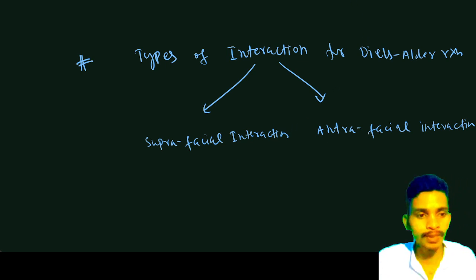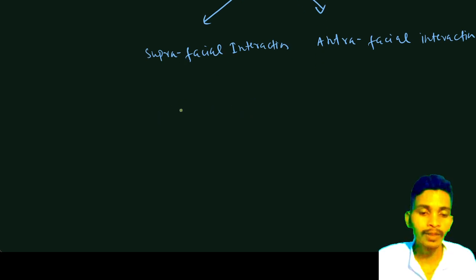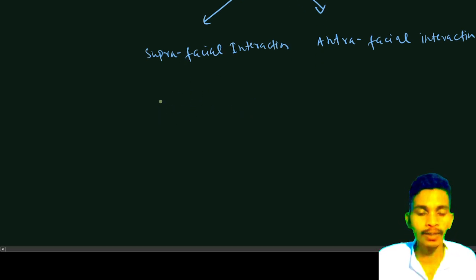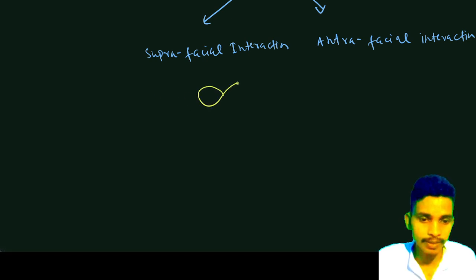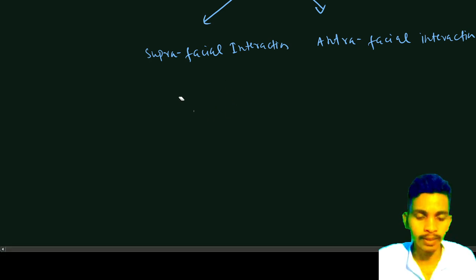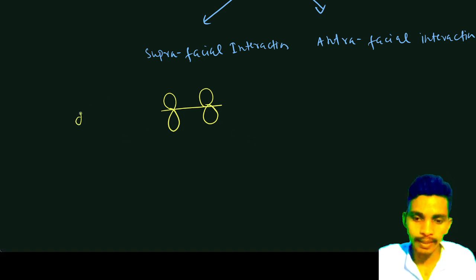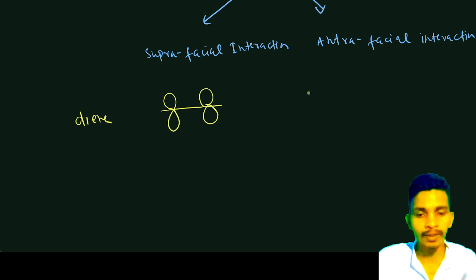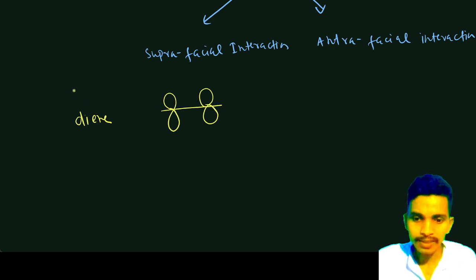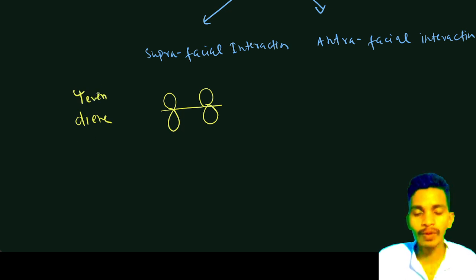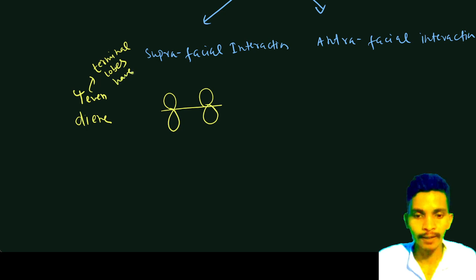So what are suprafacial interactions? Here you see, let's say we have orbitals like this, and these are the terminal lobes. This is for the diene, and the terminal lobes, let's say psi even. Why am I writing psi even? Even means that the terminal lobes have different sign.